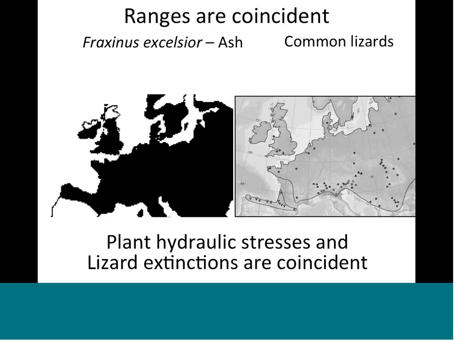This shows you why you get precise extinctions associated with plant die-offs. You can see that on the left panel, we have Fraxinus excelsior, and on the right panel, we have the European common lizard, and you see they have nearly a concordant species distribution with a small corridor that breaks up the European common lizard range in southern France, and that's because the European common lizard requires bogs for their habitat, and Fraxinus excelsior is often found around those bogs.